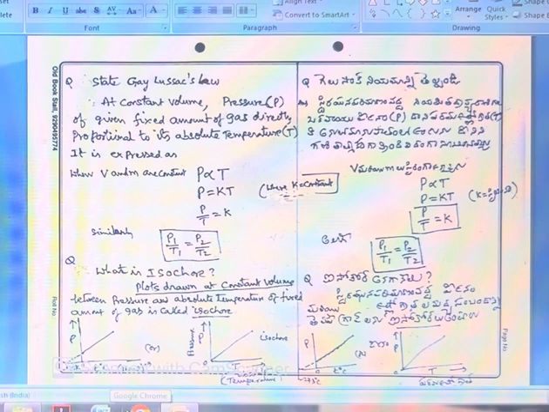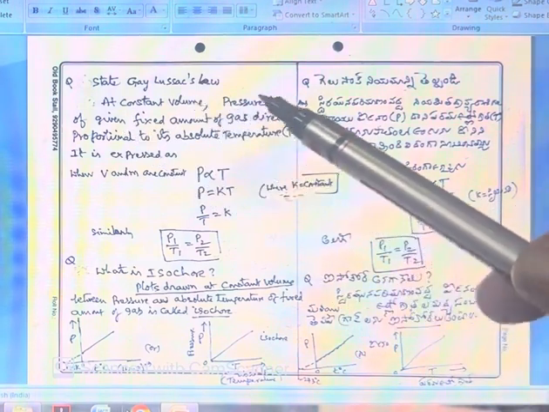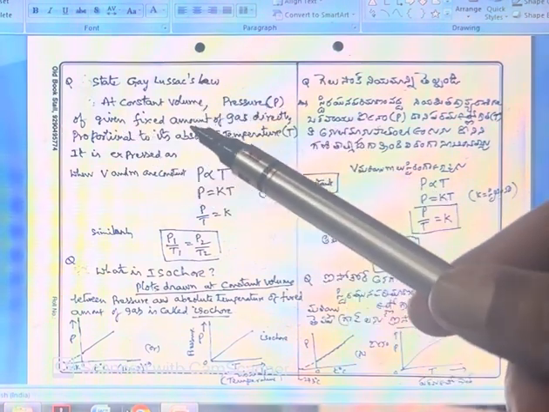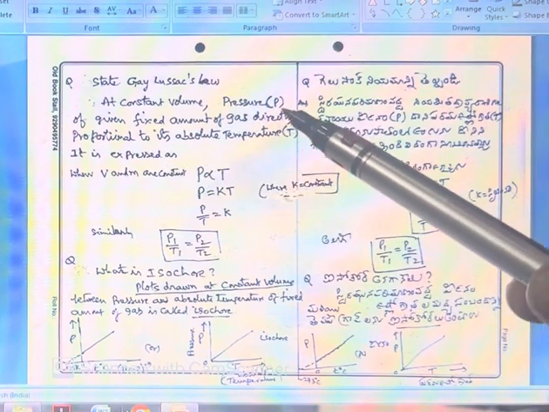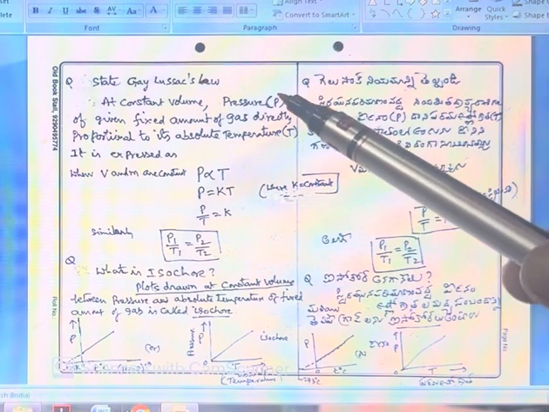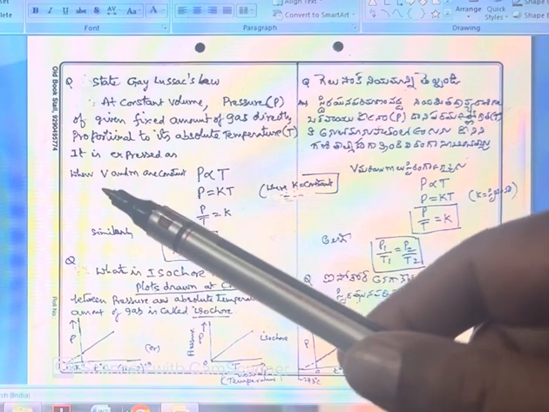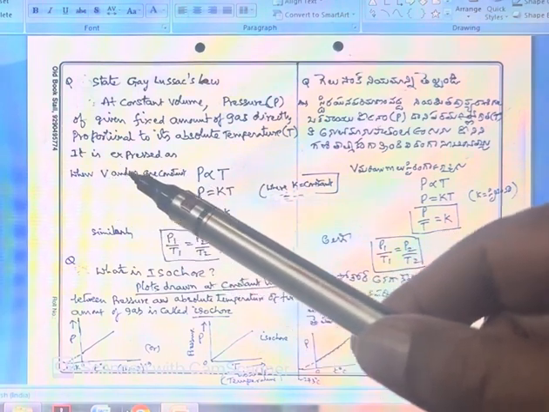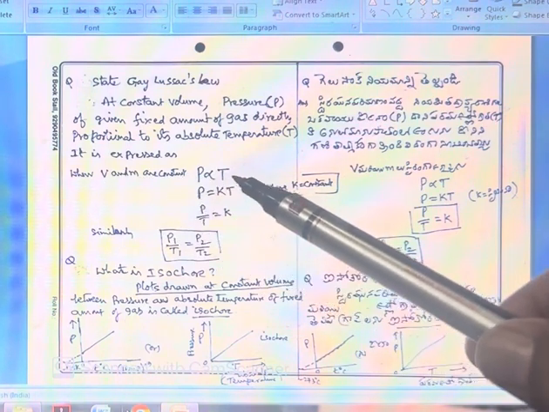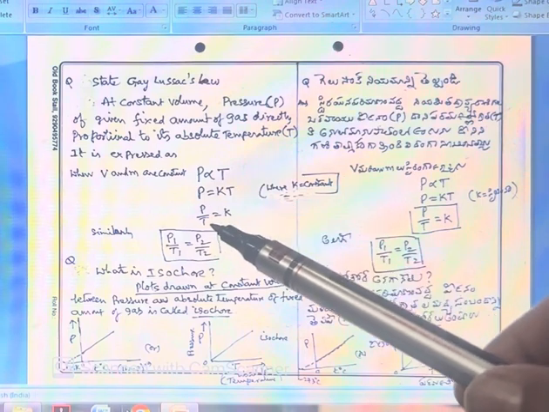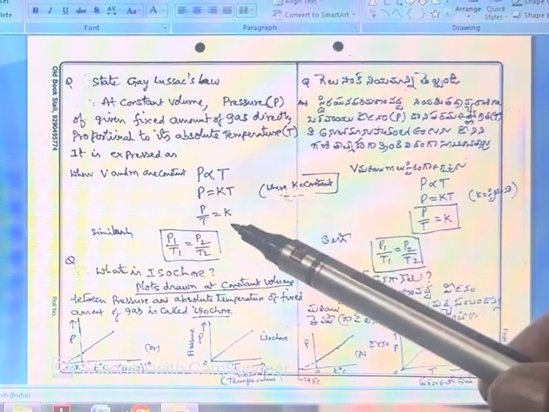Next one is state Gay-Lussac's law. At constant volume, the pressure of a fixed mass of gas is directly proportional to its absolute temperature. As T increases, P increases; as T decreases, P decreases. So, it is expressed as: when V and mass are constant, P is directly proportional to T. P is equal to KT, P by T is equal to K.